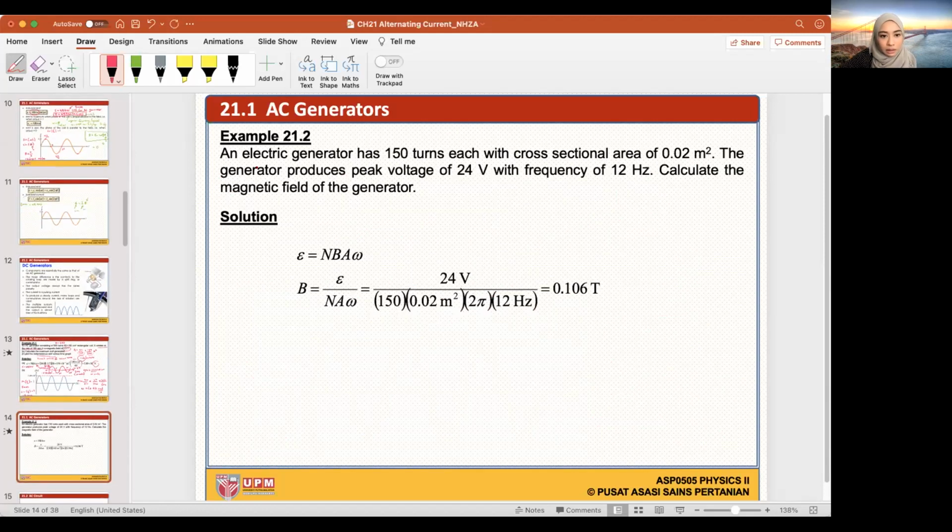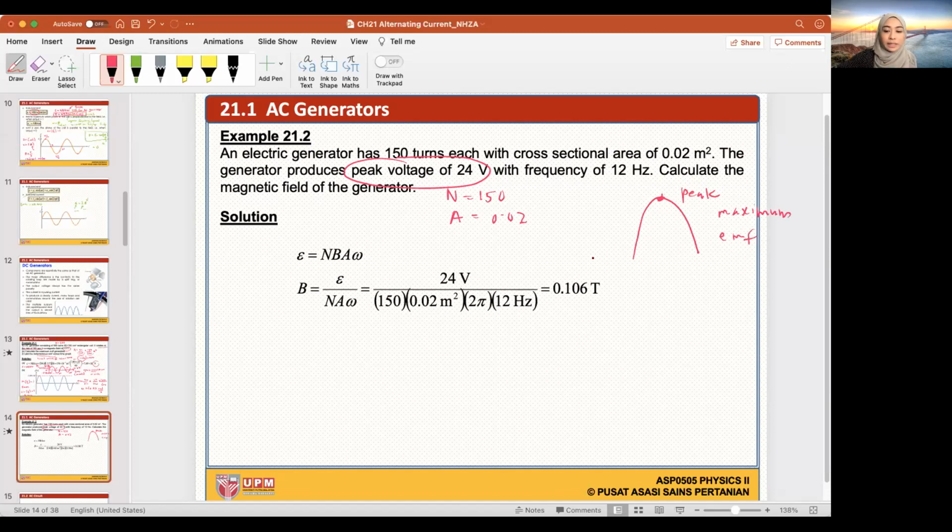Okay, moving on. An electric generator has N equals 150. Cross-sectional area is 0.02. Generator produces a peak voltage. So peak voltage, what does it mean by peak voltage? So the peak of my hill, of my mountain, is always the maximum EMF.